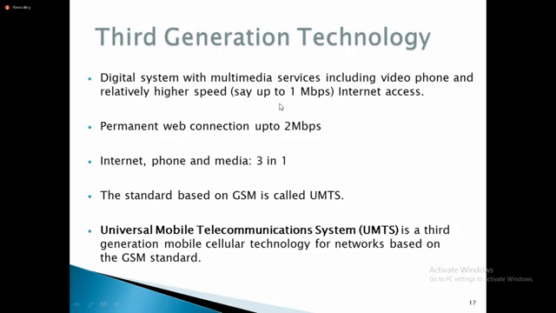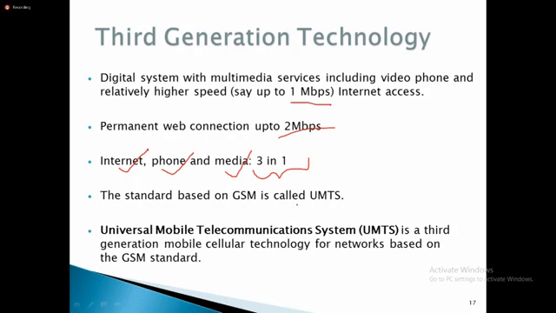Digital system with multimedia services, including video phone. Now the data rates are up to Mbps, right? Data rates are in Mbps. Up to 2.75G, data rates are in kbps. Now we have Mbps, right? Web connections up to 2 Mbps. Now all these three things are possible in 3G. Internet surfing is possible. Mobile communication for voice communication is possible. Then multimedia services are possible. So all these three in one are enabled in 3G, right?